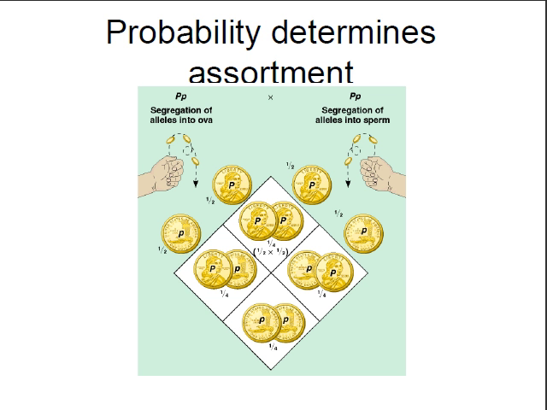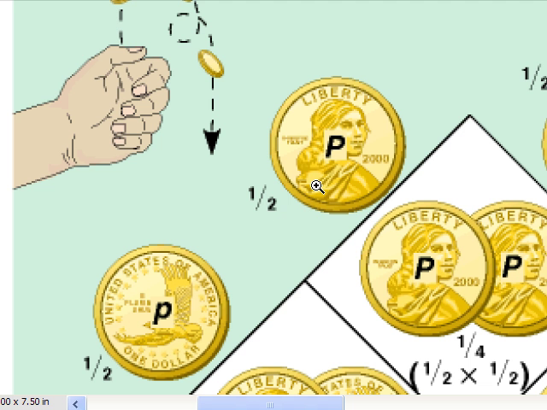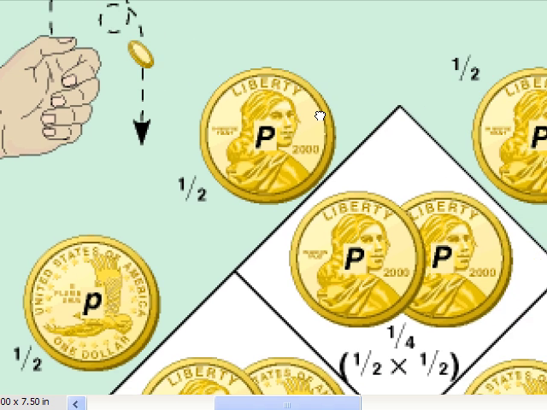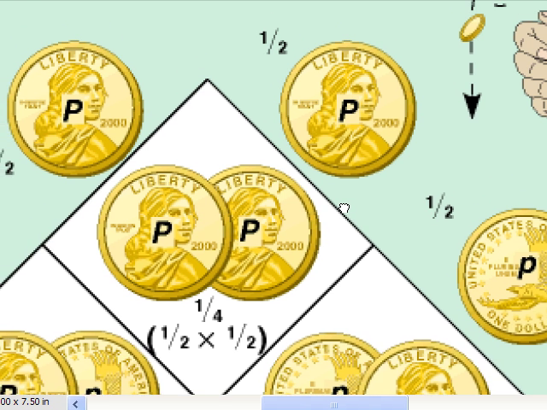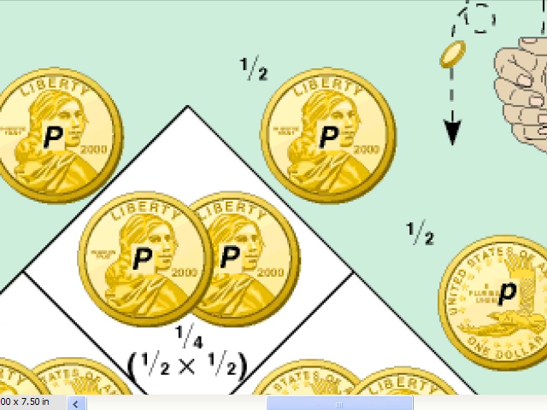So you can think of some of these phenomena as sort of like flipping a coin. For instance, the segregation of alleles into eggs or ovules is like flipping a coin, wherein heads is an outcome you expect 50% of the time, and tails is an outcome you expect 50% of the time. You can think of heads as big P and tails as little p. And same thing for the generation of sperm.